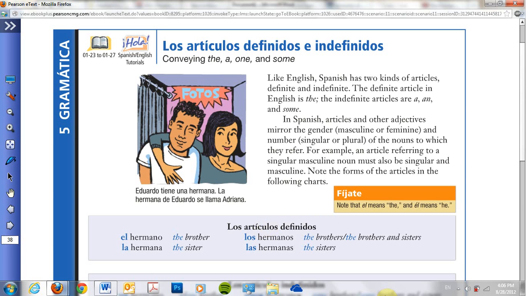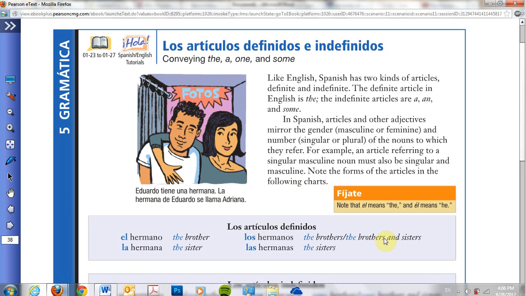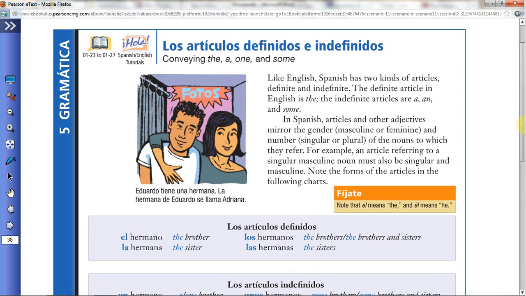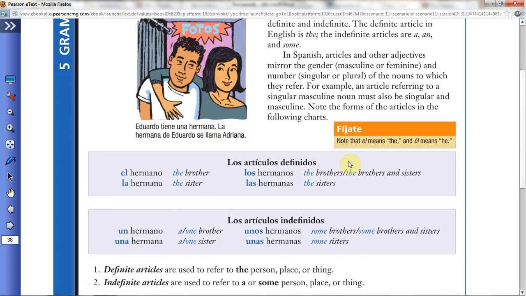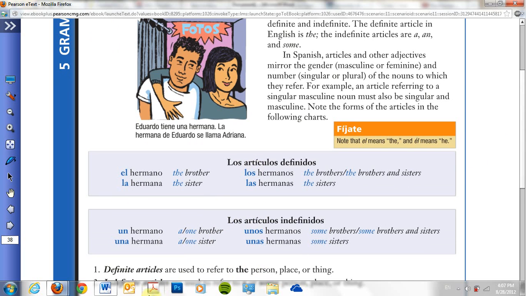Los artículos definidos e indefinidos. We're going to be looking at articles, definite and indefinite articles. The artículos definidos are the ones that mean "the." The artículos indefinidos are the ones that mean "a," or "an," or "one," or "some." Okay, first let's look at why you would use a definite article versus an indefinite article.